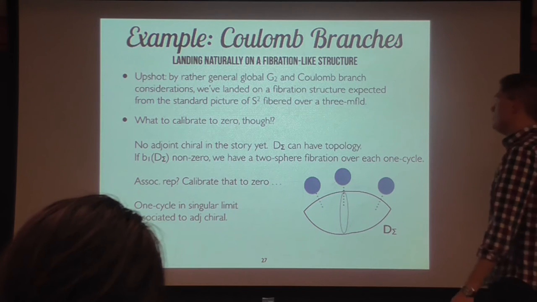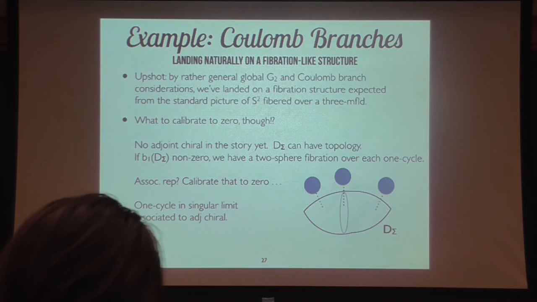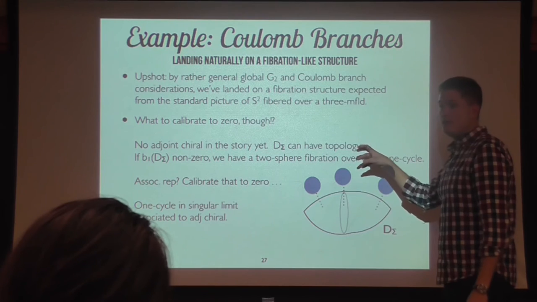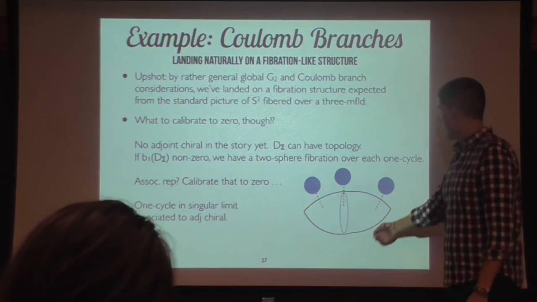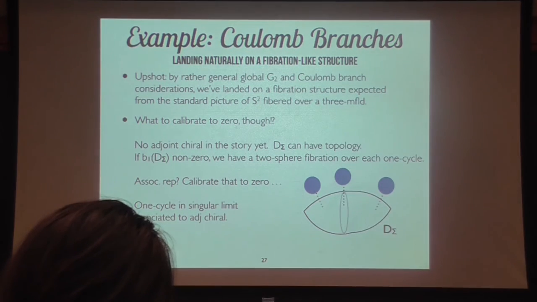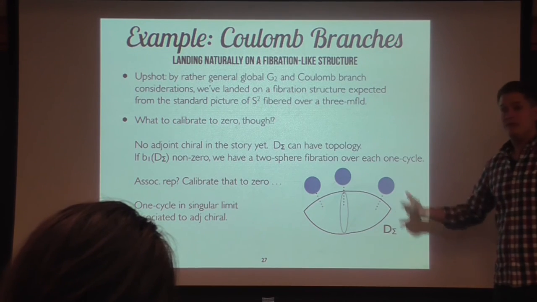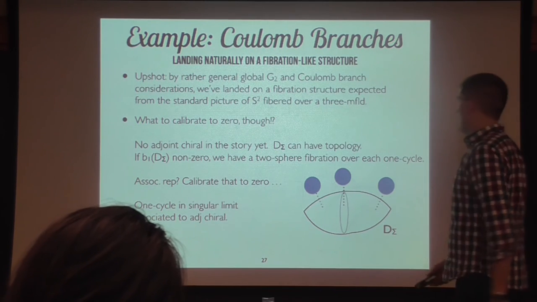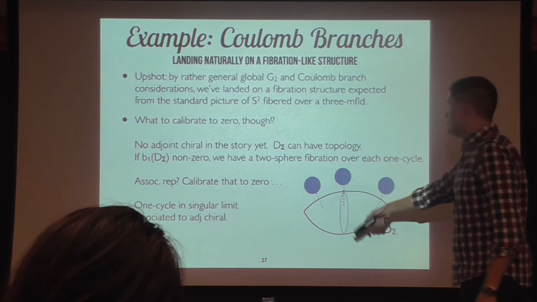Okay, so what to calibrate to 0? The story that I told you had an adjoint chiral just in the gauge theory, and I haven't mentioned anything about that from the point of view of M theory. So if we're going to get a singular limit where we have some 7-dimensional gauge theory that we then take down to 4 by a compactification on d sigma, one of the ways that you'll get adjoint chirals is if this d sigma has 1 cycles. So if B1 of d sigma is non-zero, what you get is a 2-sphere fibration over each 1 cycle.